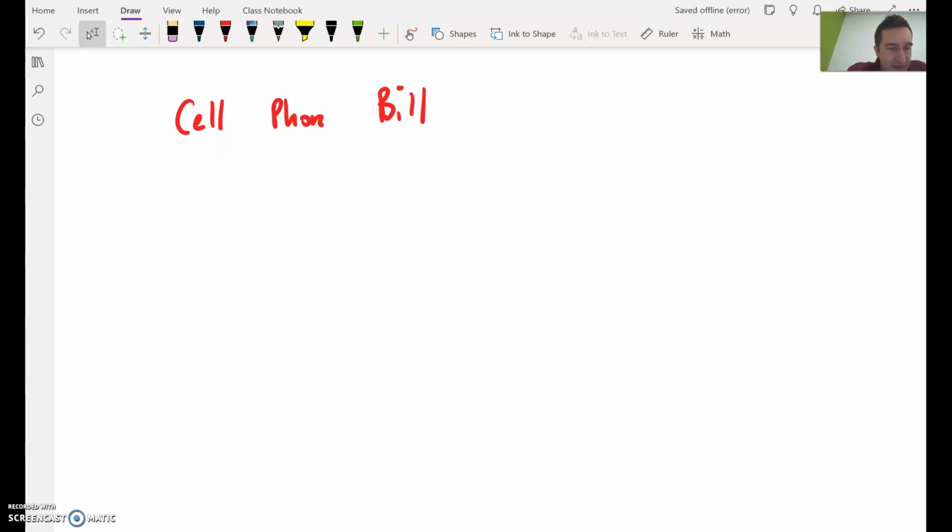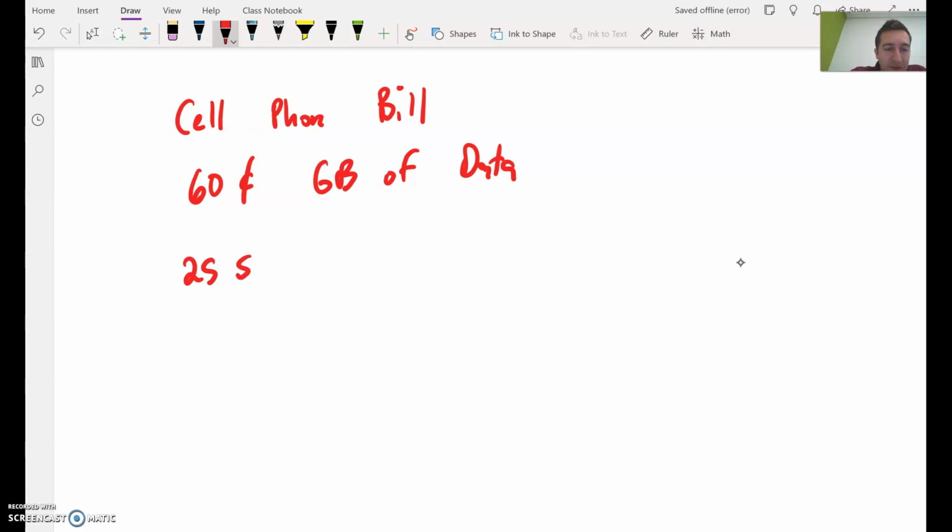So, cell phone bill. Let's say that it costs 60 cents for every gigabyte of data that you use. I'm just making these numbers up, but we could probably find this online. Let's say that no matter what, there's always a $25 fee. Like every month you pay $25 no matter what, even if you don't use the phone. So then how would we create a linear equation that models the cost of your cell phone bill depending on how much data you use? Okay, how would we model an equation for the cost?